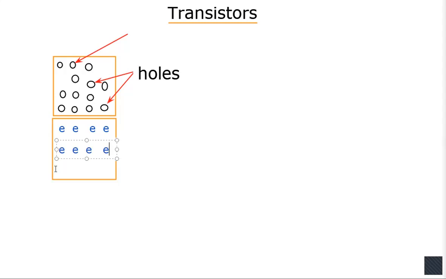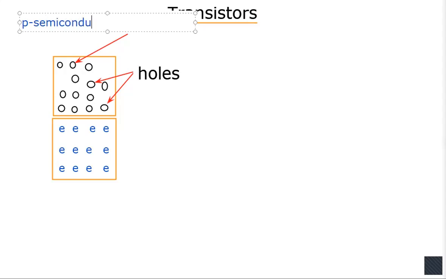What's the third kind of semiconductor, Lamai? P semiconductor, N semiconductor. Holes are there, which means this is a p semiconductor. Let me mark this. This is a p semiconductor. And this is an n semiconductor.